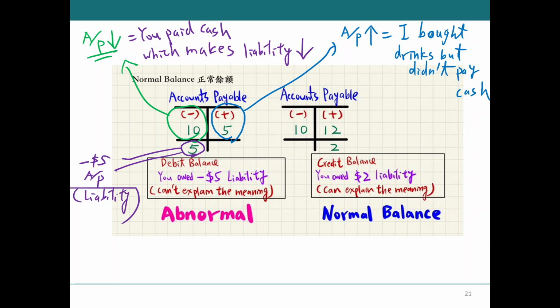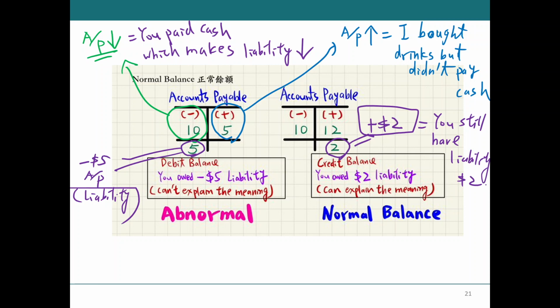So how about this one? Case 2, it looks normal, right? I owe their money $12. I pay the money back $10. So what does that mean? I still owe their money $2. So $2 on positive increase, that means what? It means you still have liability $2.